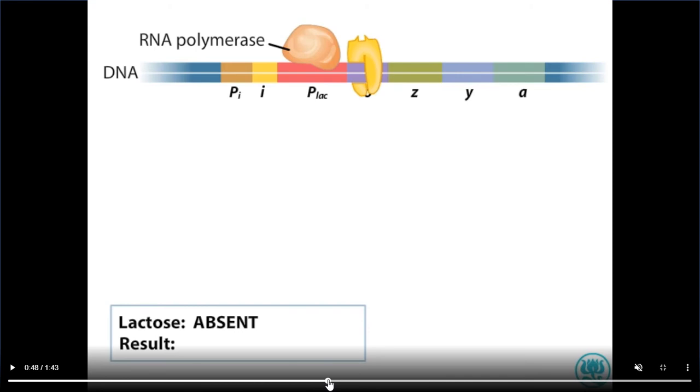It's known as negative feedback because your initial response to the presence of lactose is to make lactase. What that does is it shuts down lactase production.